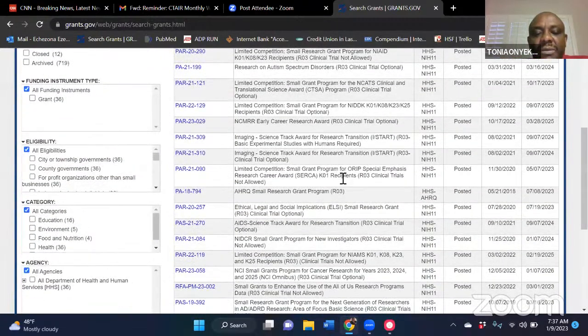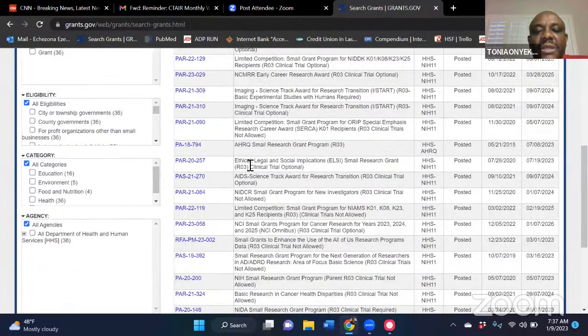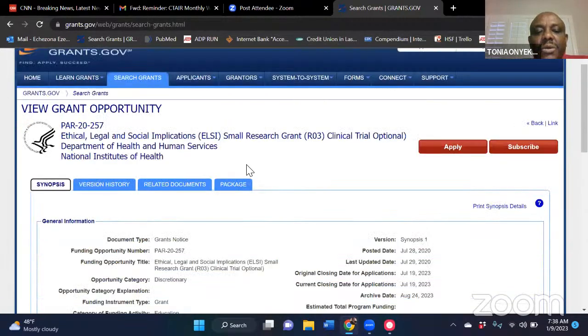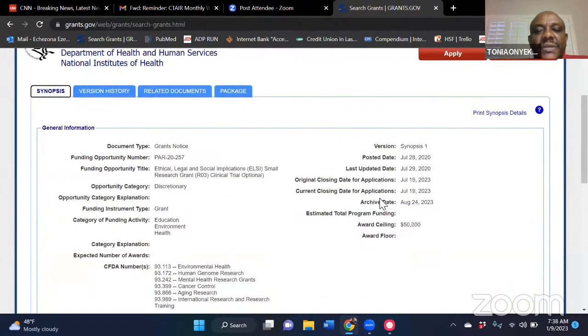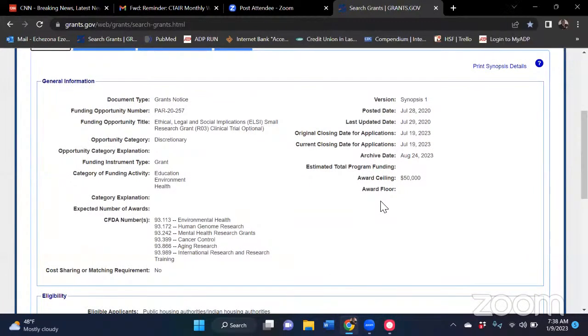So I'm pulling down. I see this one that talks about ethical, legal, and social implications, small grants. I said, okay, that did not have those limited competition. Again, you see limited competition, all of those things. So I'm going to open that one and see. So when you open the grant, this is what you see. Tonya, can you see this? Yes, sir. I can see the document type.